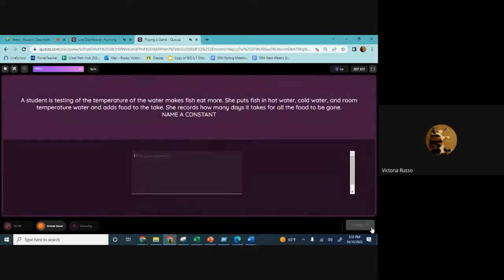All right. So again, we already did this one, so I'm not going to say it again. It wants a constant. On the other one, I wrote that it was the type of fish. You would also want to have the same size tank. Another constant that's really important here is the amount of food you start with, because if you're measuring how much is gone, you want to make sure you start with the same amount of food.